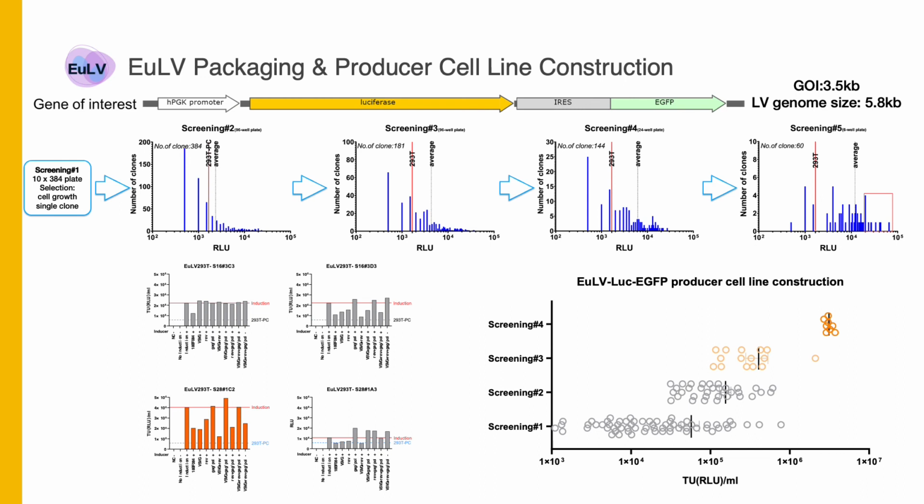The 4th is the control. Finally, see the bottom right figure. We chose one of the packaging cell lines to construct the producer cell line. This figure shows the titer results during the 4 rounds of screening. After 4 rounds of screening like this, the average titer in screening 4 increased nearly 100-fold compared to the average titer in screening 1. One of the best producer clones was selected for further process development.